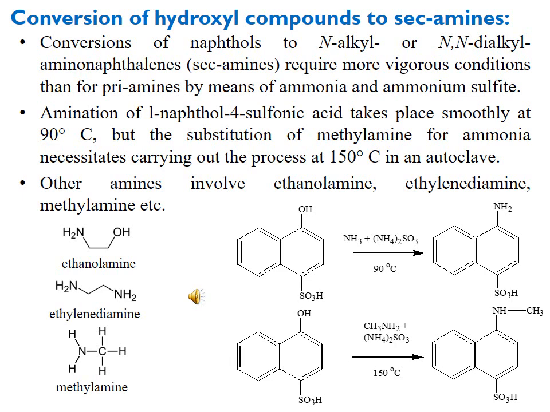These primary amines are treated with the naphthalene hydroxy compounds, and on a similar route we get the product, but this time the product is a secondary amine. The conditions are much higher for these secondary amines. Here you can compare that the amination of 1-naphthol-4-sulfonic acid takes place smoothly at 90°C when we use simple ammonia in the presence of ammonium sulfate or sodium bisulfate. But if the substitution is done with methylamine, then the reaction has to proceed at 150°C.